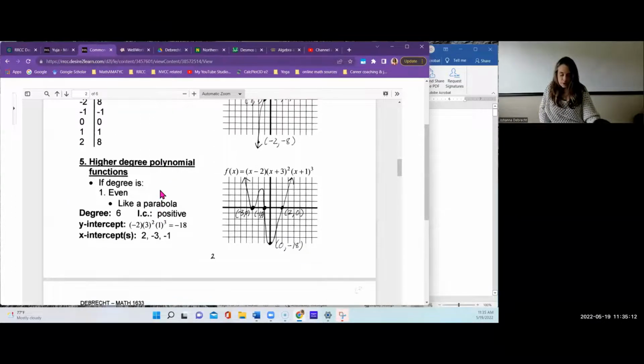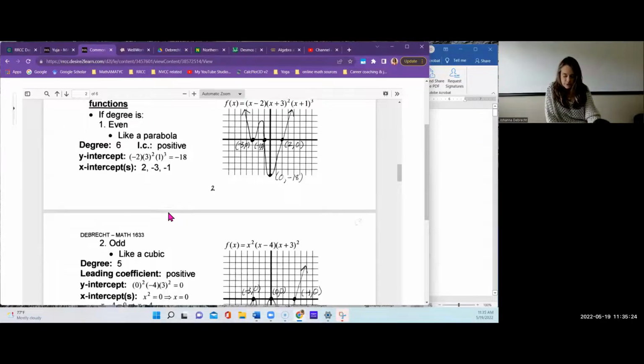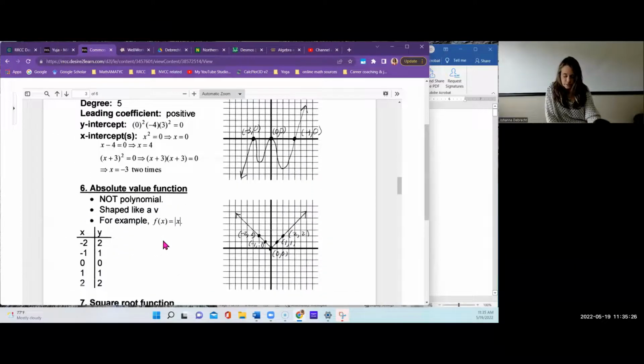Higher degree polynomial functions we'll study later this semester. They're not really a toolkit function, so I'm not going to focus on them here. But they're here for you to study later on when we come to polynomial functions. This information will be helpful for you at that point.